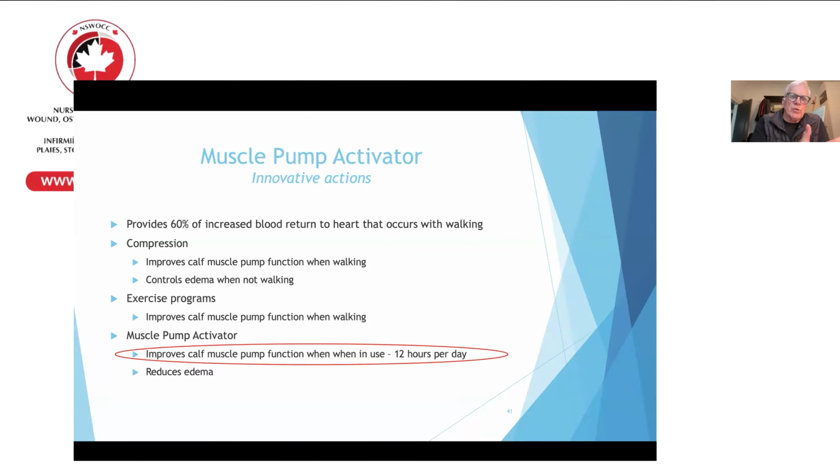Compression basically improves calf muscle pump function when you're walking, but once you stop walking, that muscle contraction is not happening, and so you're not getting that improvement in calf muscle pump function. You are getting control of edema, though, because the compression helps to reduce the swelling.